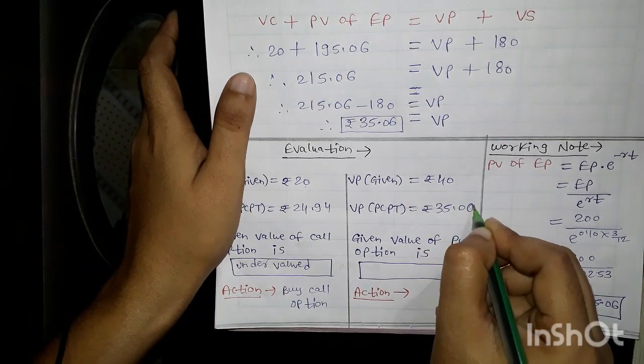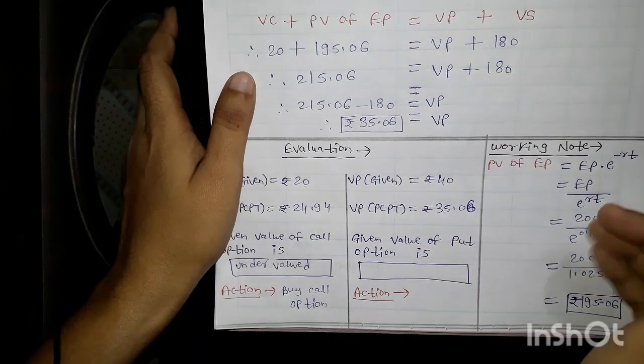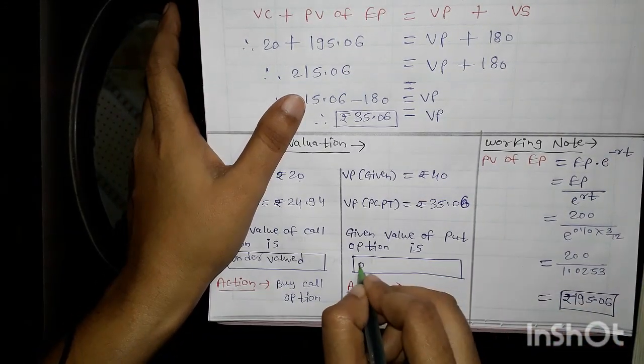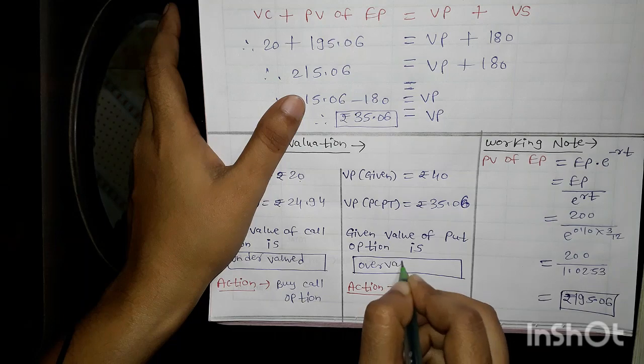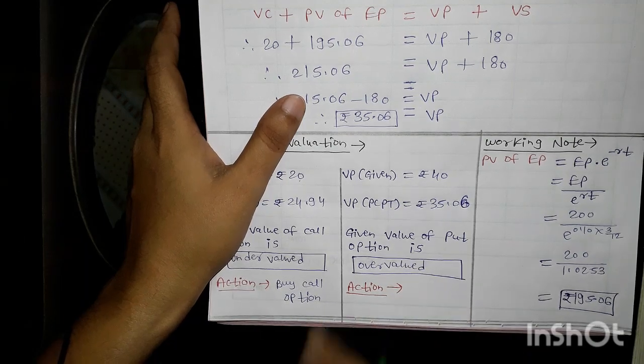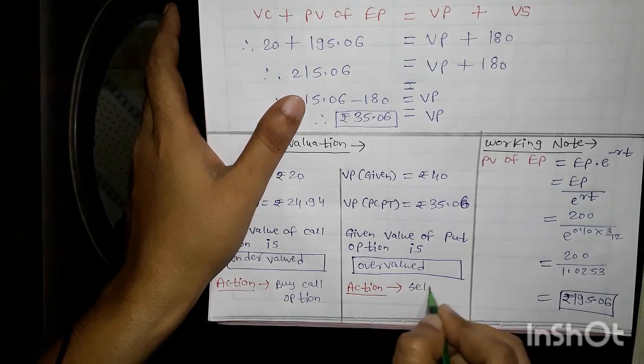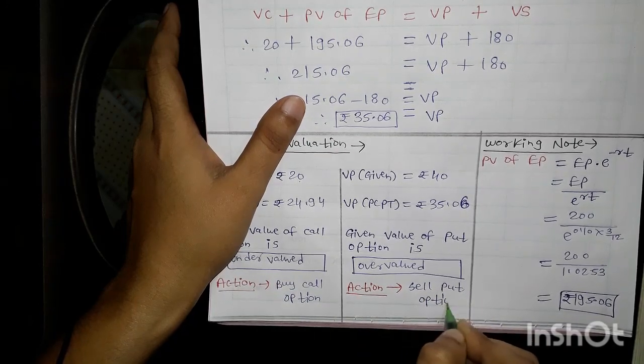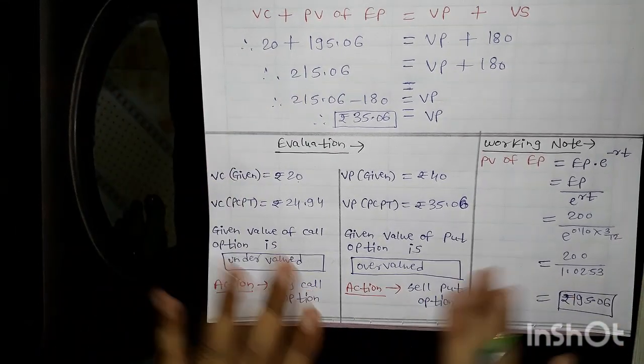It means it should be lower, but it is given more. It means it is overvalued. Okay, overvalued. If we are buying the call, it means we are going to sell the put option. Now just remember this action, and we are going to follow the process according to that action.